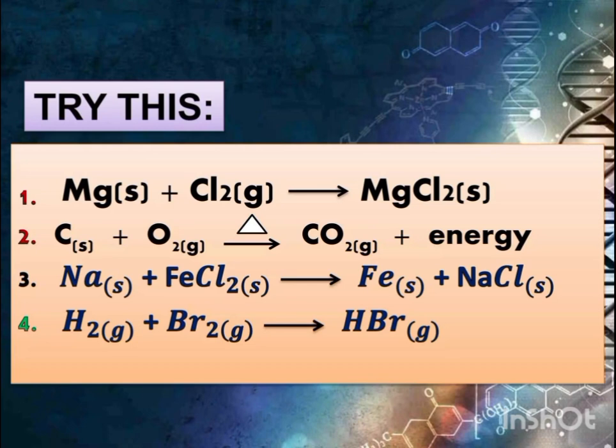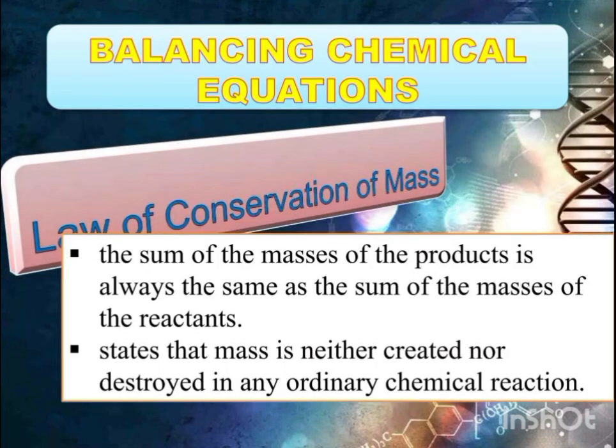Now your task is to write or balance these equations. As you can see, magnesium in solid state reacts with chlorine gas to form magnesium chloride in solid form, which is a salt, just as sodium chloride is a salt. In the same way, solid carbon reacts with oxygen, and when heat is applied, it results in the production of CO2 along with the release of energy. The rest of the equations you can also try at home and practice by yourself.